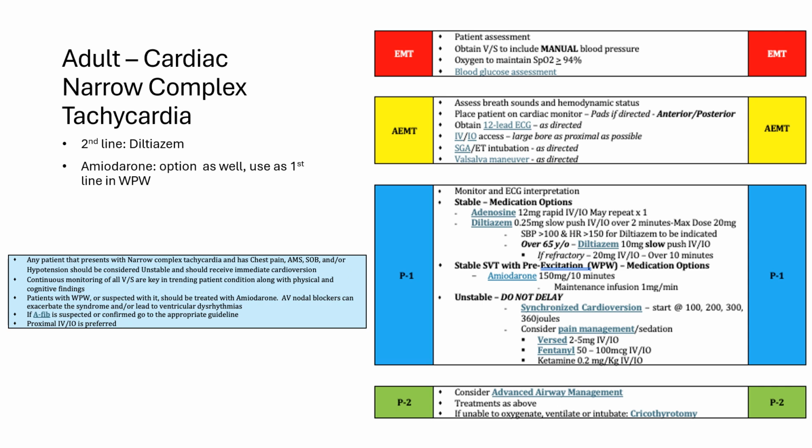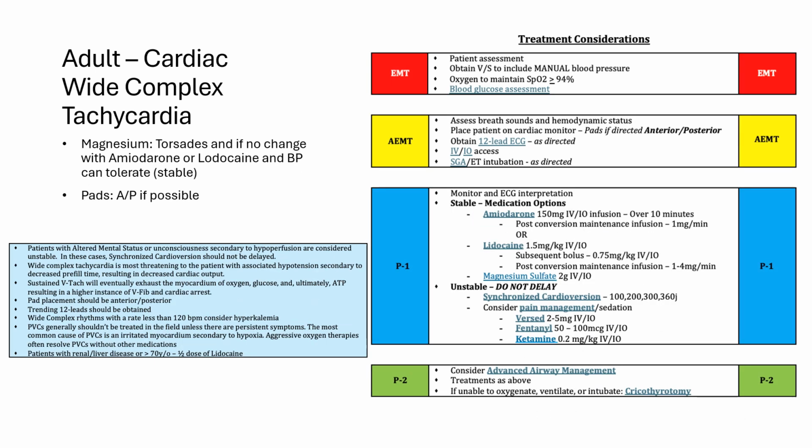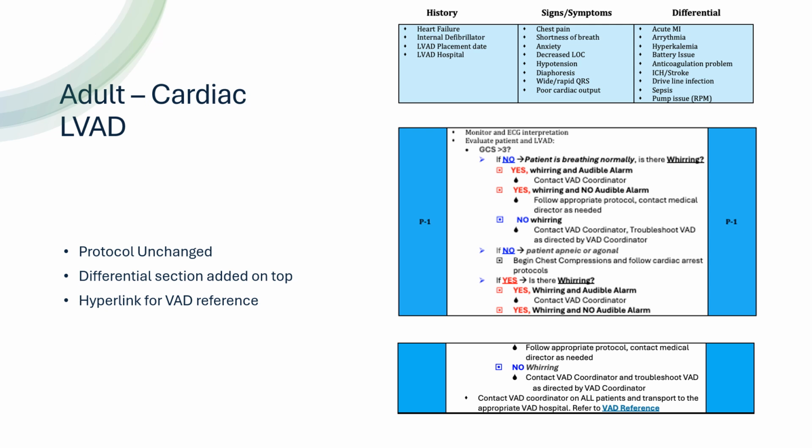Narrow complex tachycardia. I've changed things around here a little. We do have adenosine twice, 12 milligrams, and then it goes into diltiazem. We do have a protocol for somebody with WPW, which is amio. Okay, unstable, very straightforward. Any questions about that? Next slide. Next slide. LVAD, unchanged. We do have a differential section on top, and then I have a VAD reference in the back, which has a lot more detail.